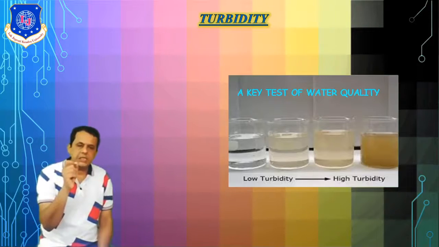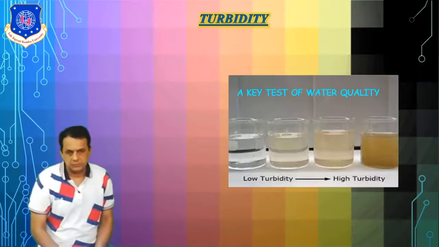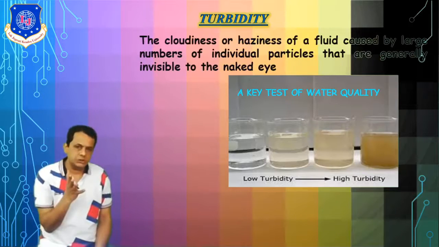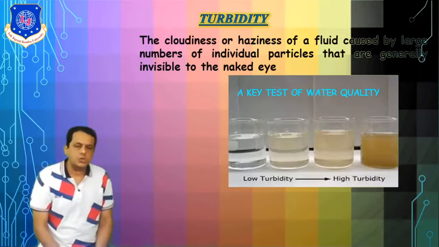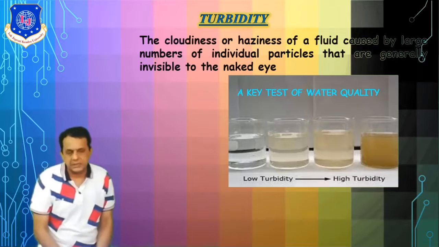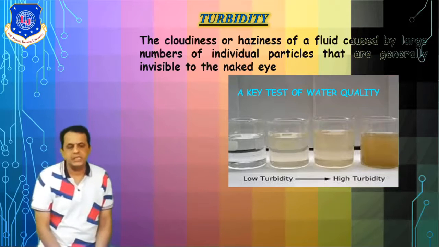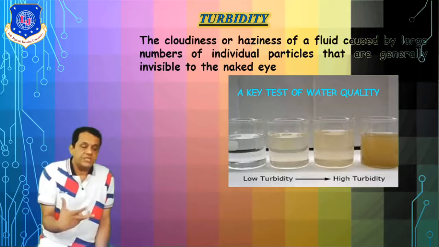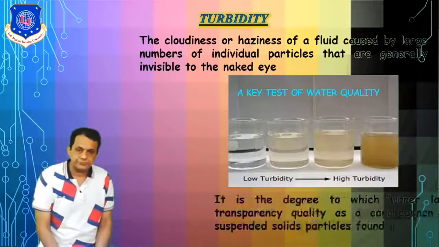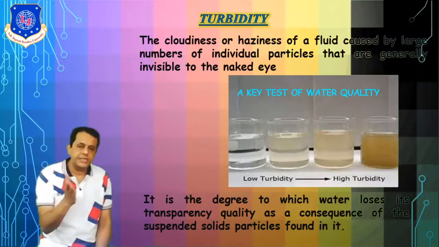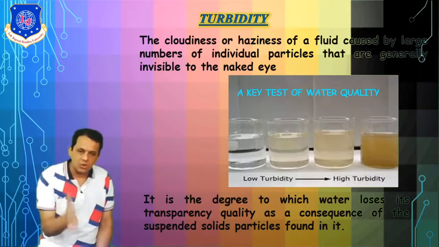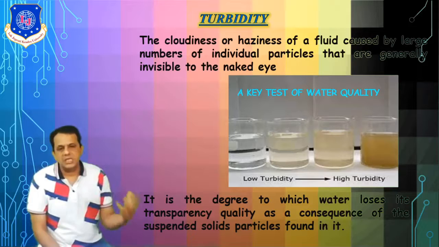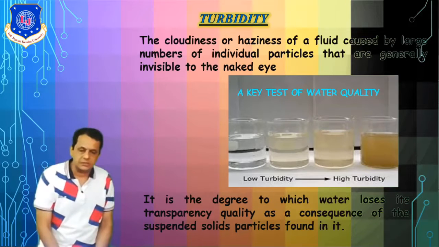Basically, turbidity is a key test for water quality, and it shows the cloudiness or haziness of a fluid caused by a large number of individual particles which are suspended in the material and may not be seen by our naked eyes. So here turbidity is the degree to which water loses its transparency. It loses its transparency as a consequence of impurity or suspended solid particles.